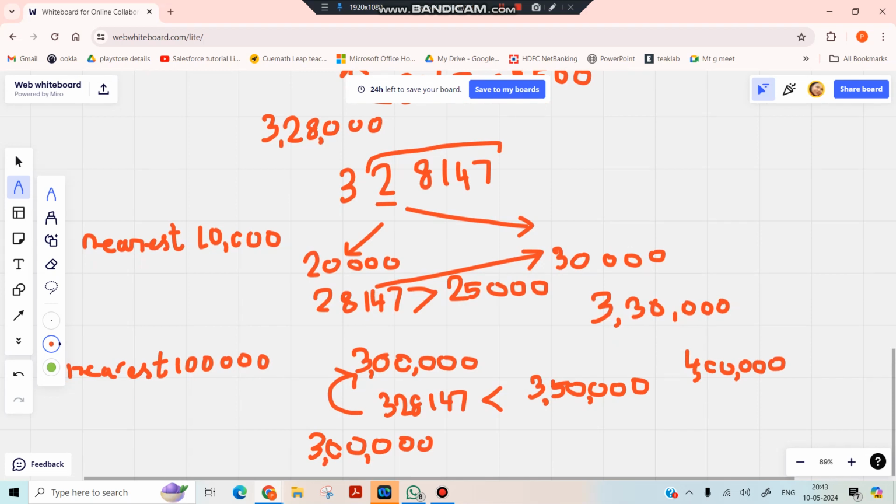Please keep on practicing. Take any number and you can try to round it off to the nearest tens, nearest 100, nearest 1,000, 10,000, lakh, 10 lakh and so on.